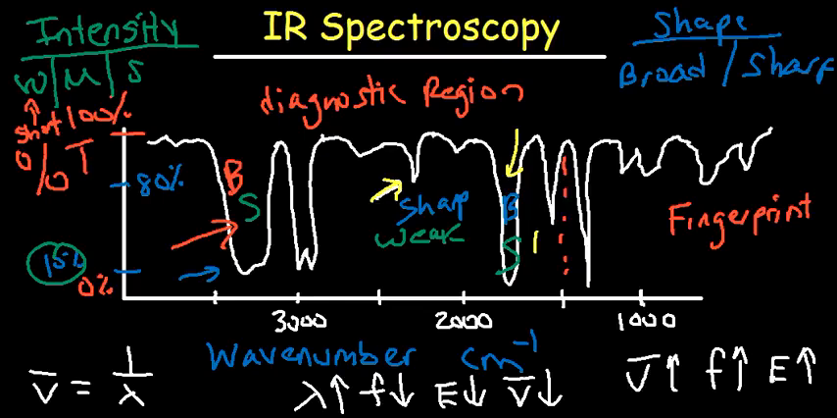Now looking at this signal, how would you characterize it? Would you say it's broad or sharp? Now you see how it has a sharp edge? This is a sharp signal. This is a broad signal. So we can say it's sharp.